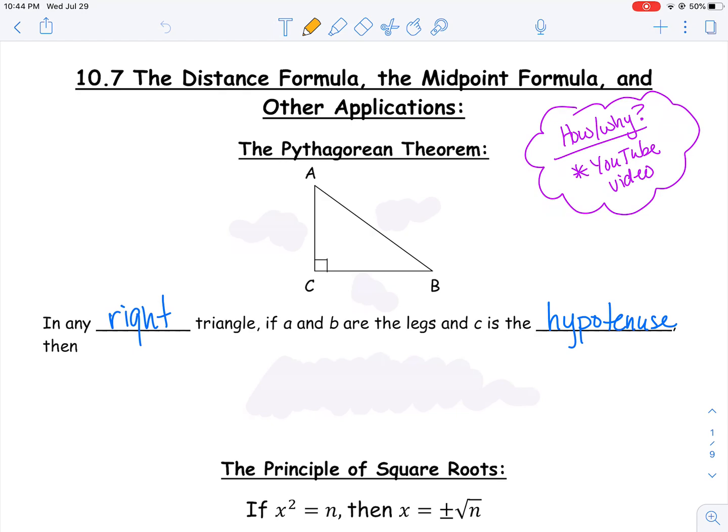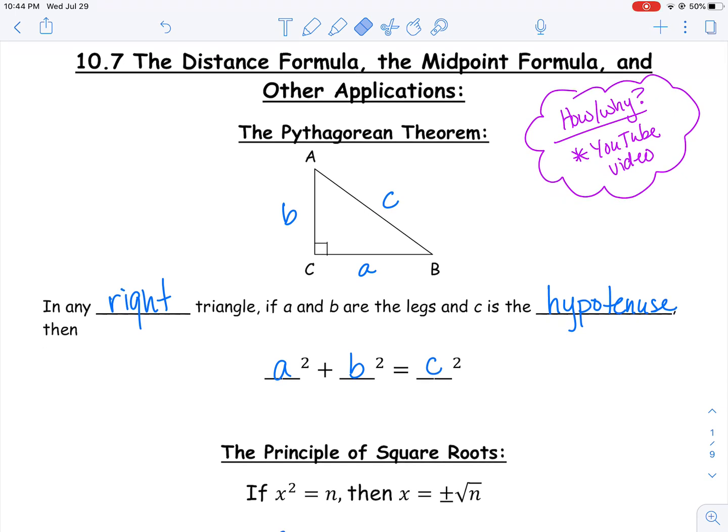This can be used anytime we have a right triangle. In any right triangle, if you have sides and angles A, B, C, side A is opposite of angle A, side B is opposite of angle B, and side C is opposite of angle C. If C is our hypotenuse, the side across from the right angle, then we can say that always a squared plus b squared equals c squared. I'm sure you've heard of it before.